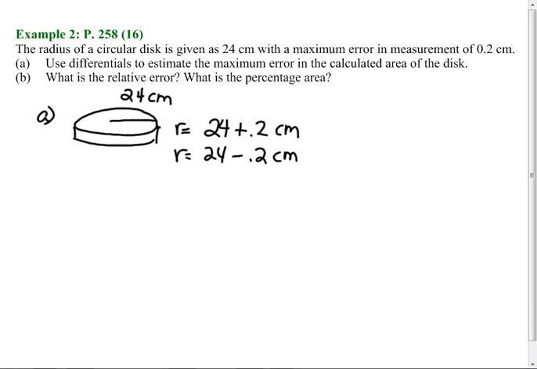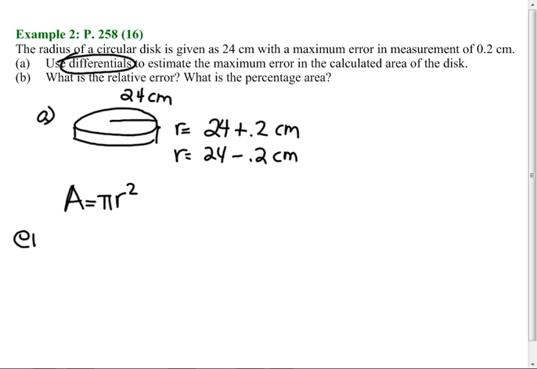And it says use differentials, not the area formula, to estimate the maximum error in the calculated area of the disk. Now we can do this without differentials, and maybe we should do both. What is the area of the disk? Pi r squared. That's right. Okay, so we could find the actual error.